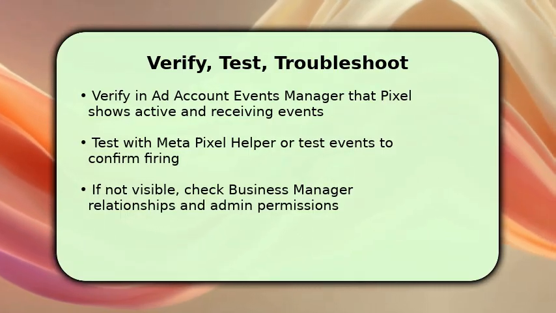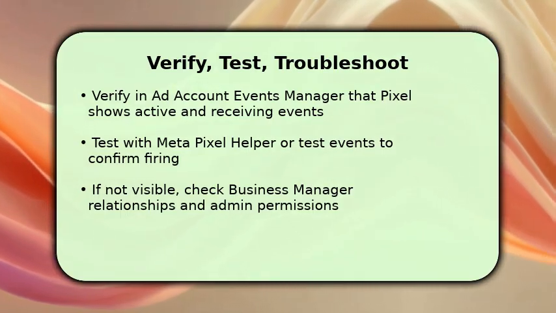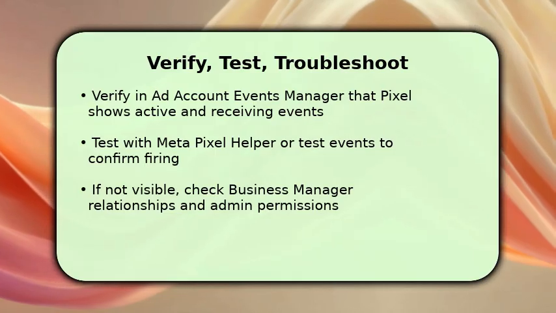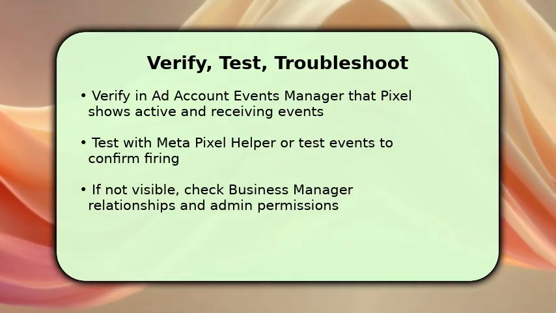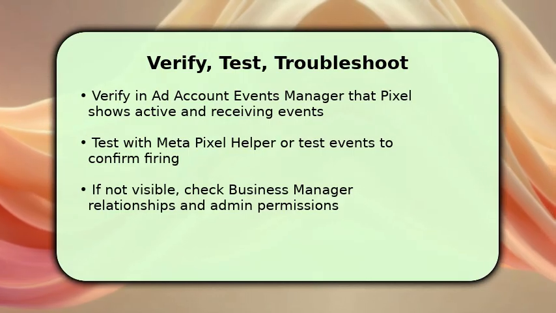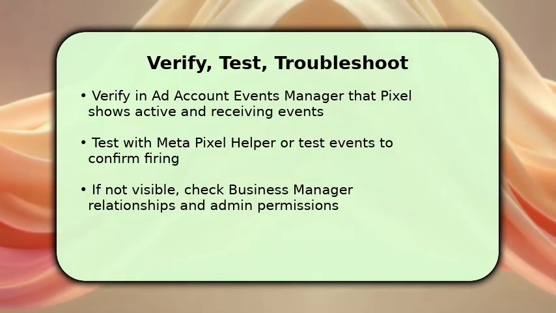If the pixel is missing or inactive, check Business Manager relationships, ensure both accounts are in the correct business setup, and confirm you retained admin rights. Those are the most common permission blockers.